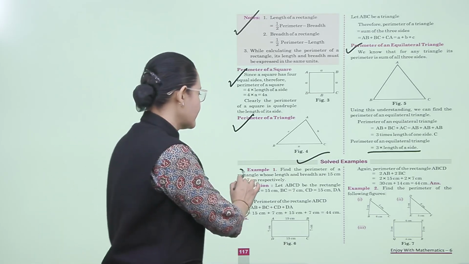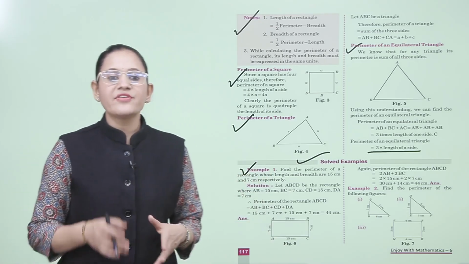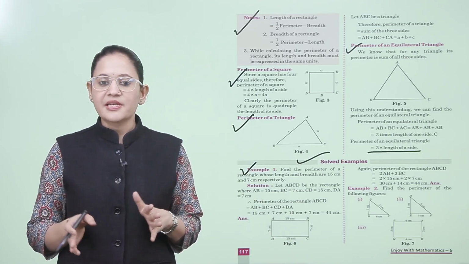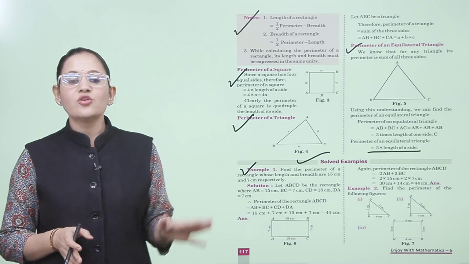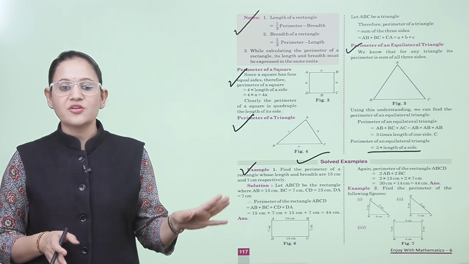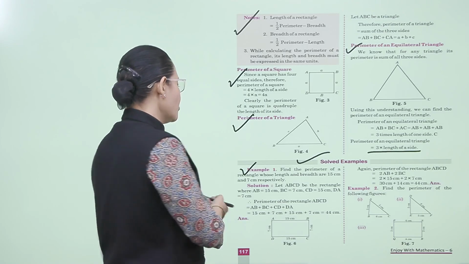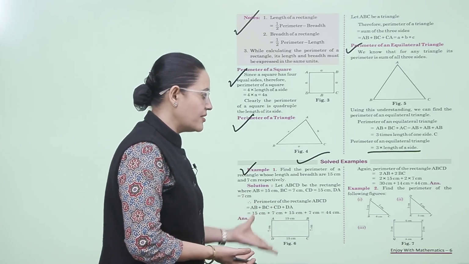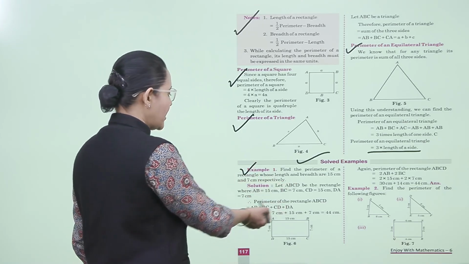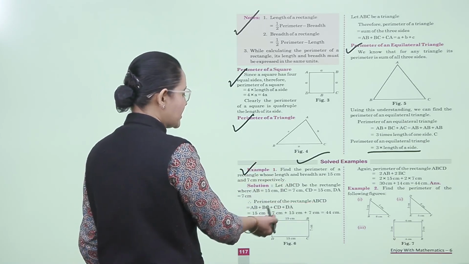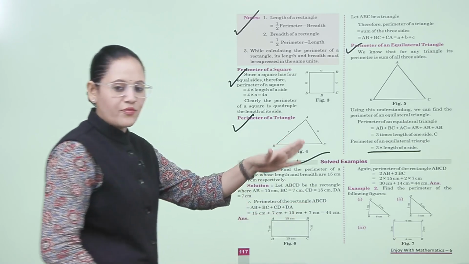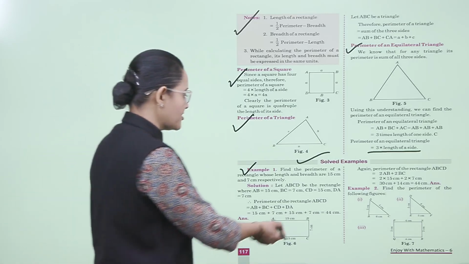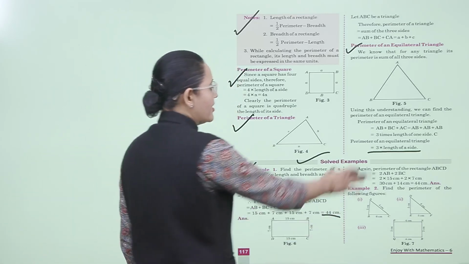Now, we will take some examples here. Example 1. Find the perimeter of a rectangle whose length and breadth are 15 centimeter and 7 centimeter respectively. So length and breadth are given. We know the perimeter of the rectangle is equal to 2 into L plus B. So here length and breadth are given, we can use the formula and find out. So perimeter of the rectangle ABCD is AB plus BC plus CD plus DA, means the length of all sides, or we can use the formula and directly find out the perimeter, that is equal to 44 centimeter.